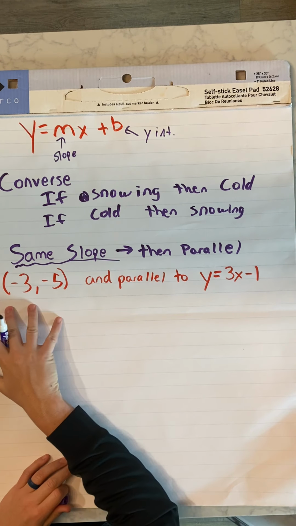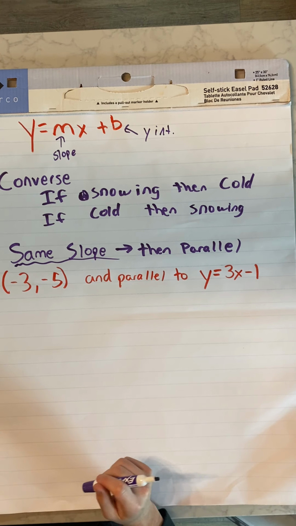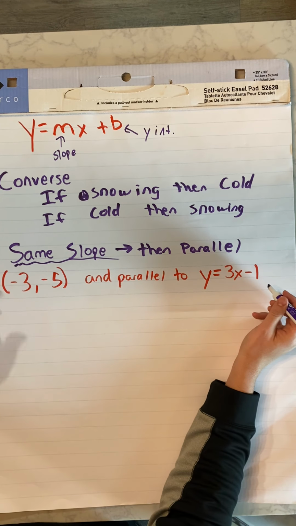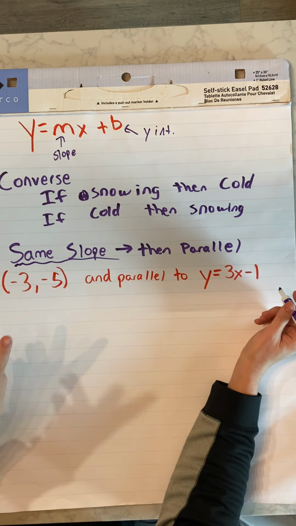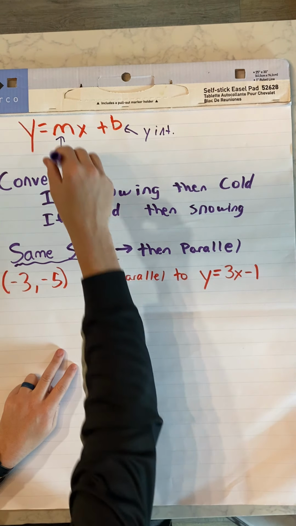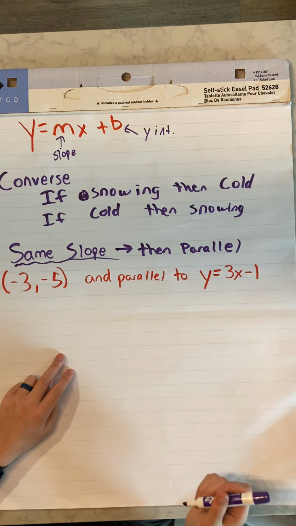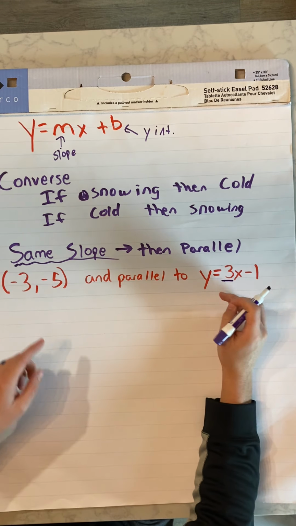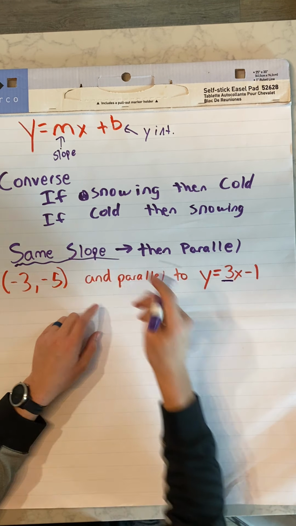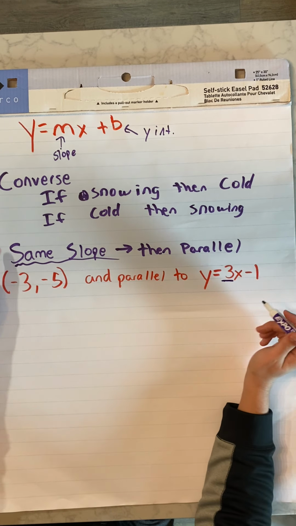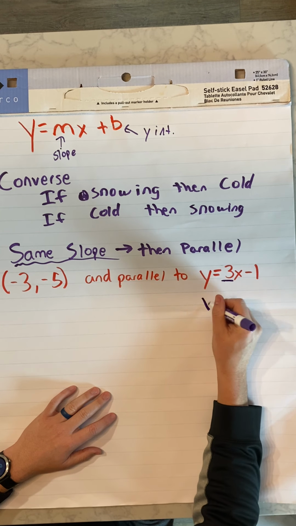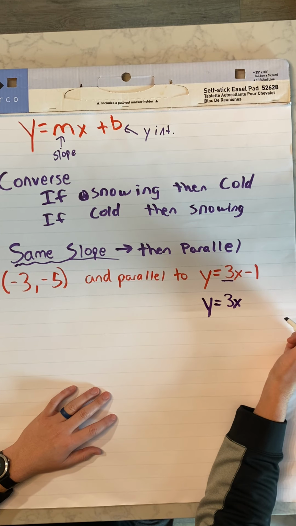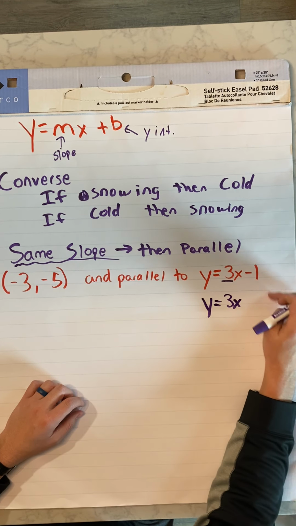Okay, so we want to write an equation that is parallel to this and has this point. So we need to know two things, right? We need to know the slope and the y-intercept. Well, we know the slope is right here, because if it's parallel, it's got to have the same slope. So our equation is going to start y equals 3x. We just need to find out what this y-intercept is.